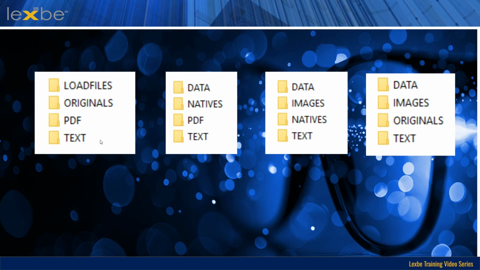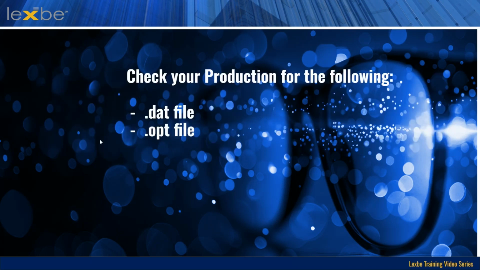Typically, you're going to see something in this regard. The first thing and the main QC that you need to check is that your production contains the following two files. In order to be uploaded into Lexbe, your productions must contain a DAT file and an OPT file. The DAT file and the OPT file each do specific things that put the documents back together in order. The OPT file is basically the mapping file that takes all of the documents within those various folders and puts them together the way they should be created.